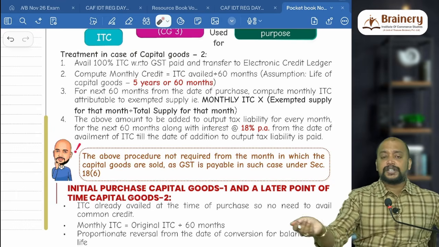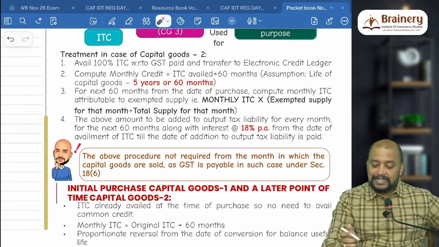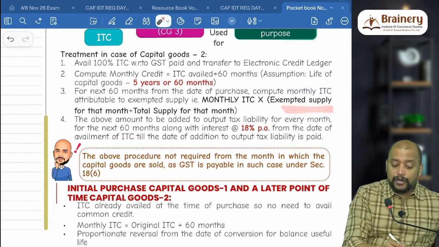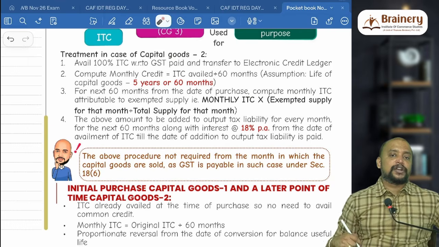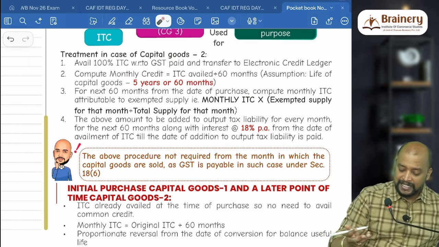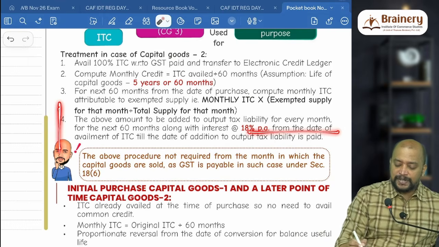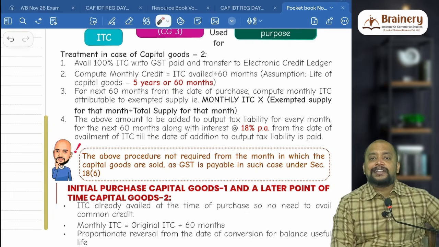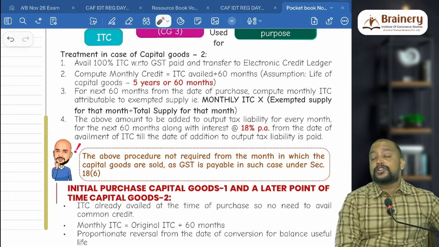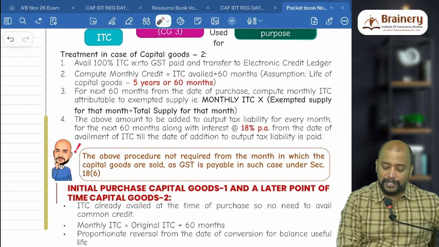For the next 60 months, what we need to do? Monthly ITC into exempted turnover of that month divided by total turnover of that month we need to reverse. And we need to pay interest at 18% from the date of availment till the date of reversal. Here it is not the date of utilization, date of availment only.